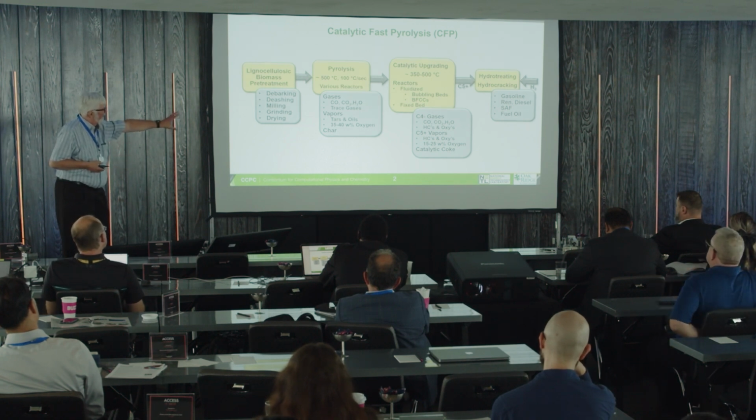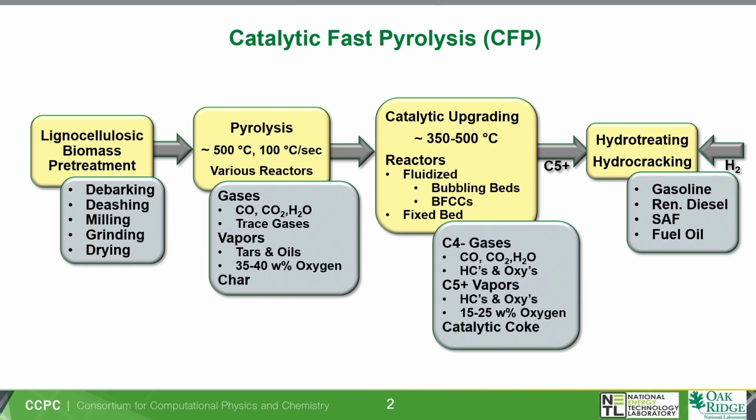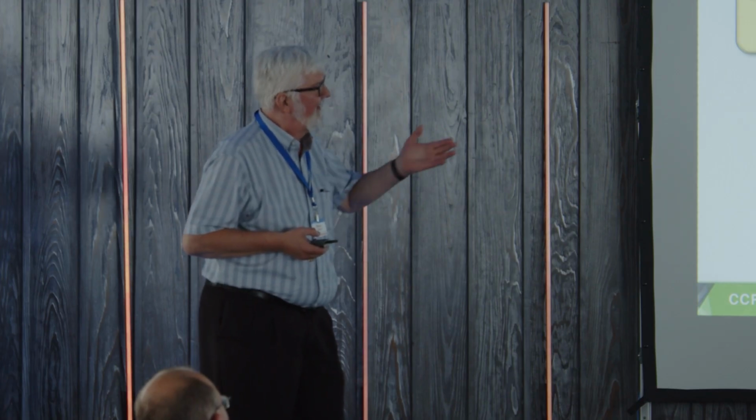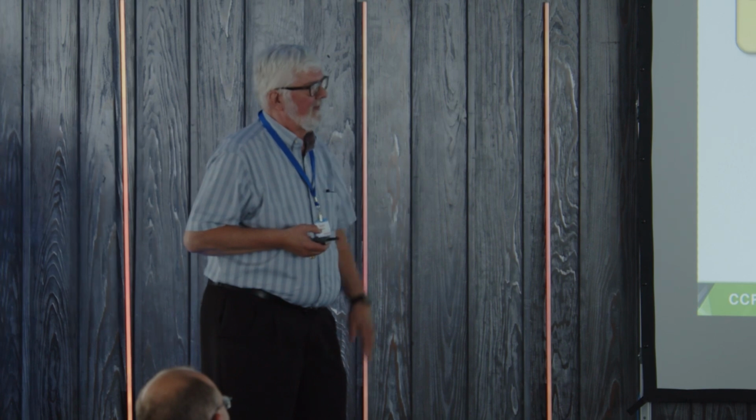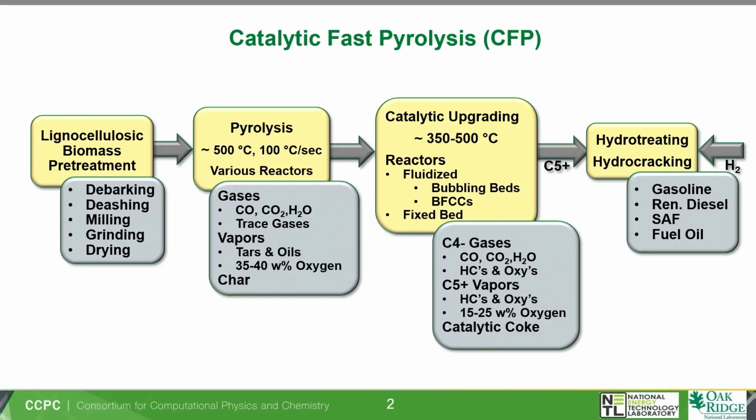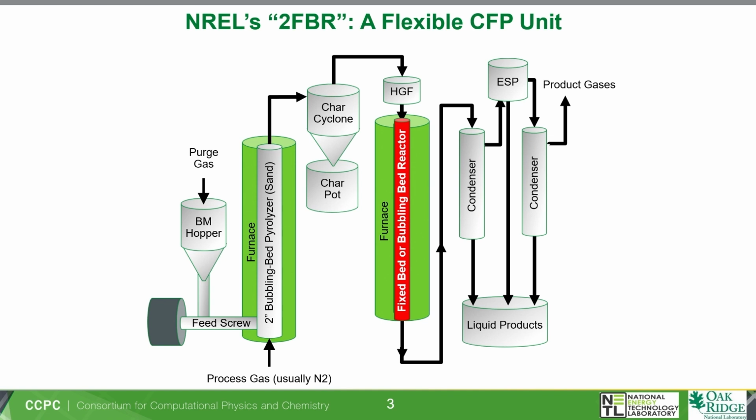I'm not going to talk about the product slate in each case, but what you want coming out of this is you want to maximize the carbon yield. You want to get as much carbon as you can in the usable products. You take the C5 plus part of that, and you're going to treat it a little bit. It's still going to have quite a bit of oxygen in it. Okay, you're going to hydrotreat it and possibly hydrocrack it to make gasoline, renewable diesel, synthetic aviation fuel, fuel oil, a broad spectrum of products that are possible.